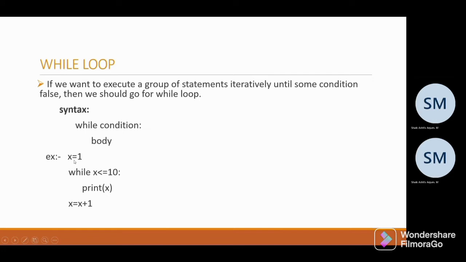Previously it has to be initialized. After the while block it has to be incremented. Here, see, we have given x equals to 1. This is initialization. Here we are giving the condition within the while block. Here is the print statement. If this is true, we have to print this. If it is false, we have to come out of the loop. Again here we have to increment it.